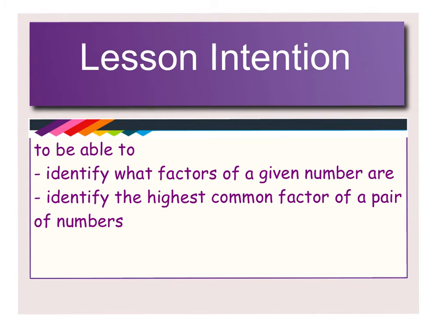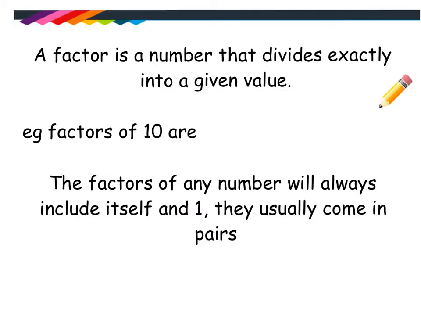So I'm going to maybe ask you for factors of 12. And then we need to be able to identify the highest common factor of a pair of numbers. So whereas in multiples we look for the lowest common multiple, in factors we look for the highest common factor. So let's decide what is a factor. A factor is a number that divides exactly into a given value. So factors of 10 are all the numbers that 10 divides really nicely by.